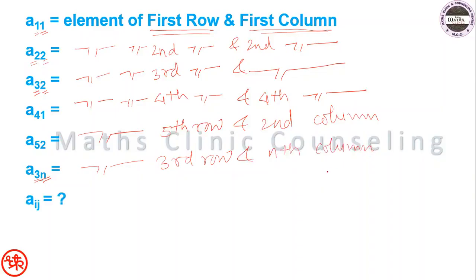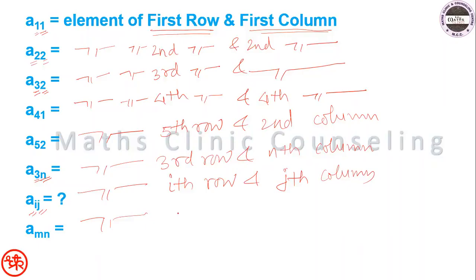Is that clear? So similarly aij. So what is aij then? It is the element of ith row and jth column, because the first digit is denoted by i and the second digit is denoted by j. So what is amn? It is the element of mth row and nth column. Is that clear? So in general it is the general notation of the matrix representation. So you understand, this was the basics about matrices.